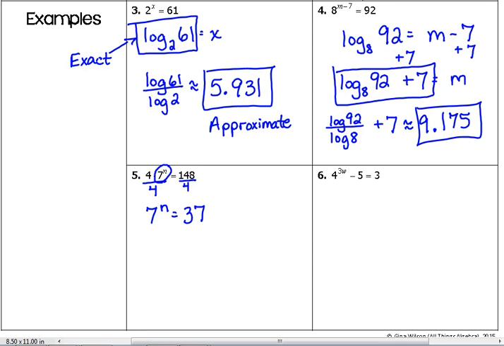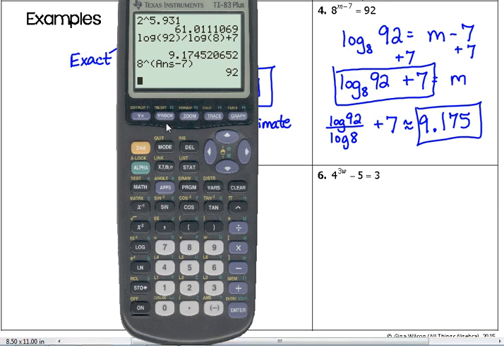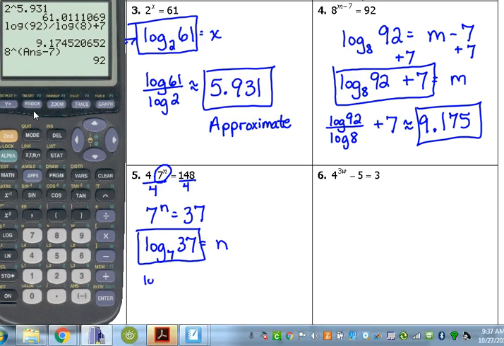At this point, you should still always ask yourself, can I write those so that they have the same base? We can't. 37 is not a power of 7, so then our only option is to write it in log form. Log base 7 of 37 is equal to n. That's our exact answer. Let's get the approximate answer.